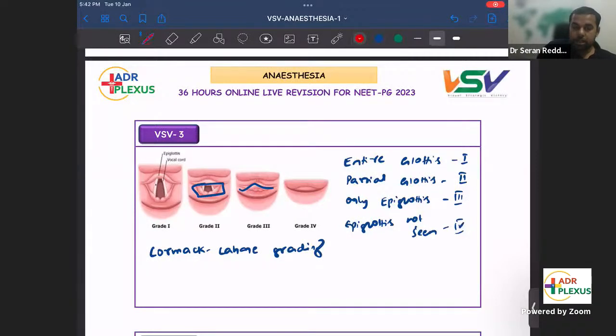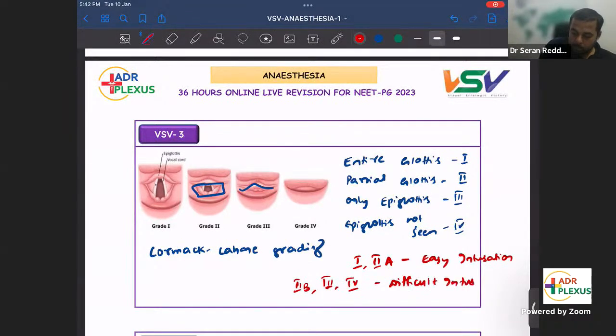Okay, here for us, 1 and 2A are important. Grade 2 is again divided into 2A and 2B. For us, just remember 1 and 2A are easy intubation. 3, 4, and 2B are difficult intubation.